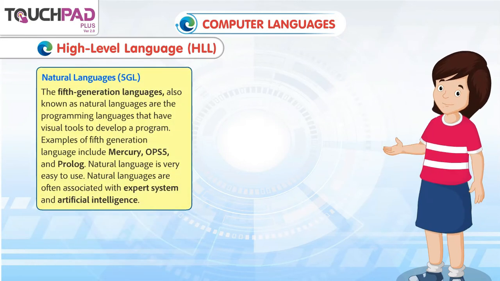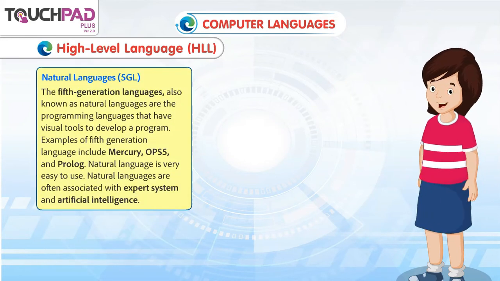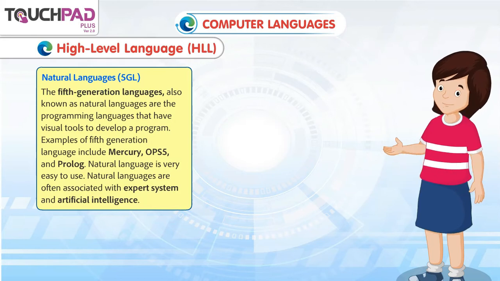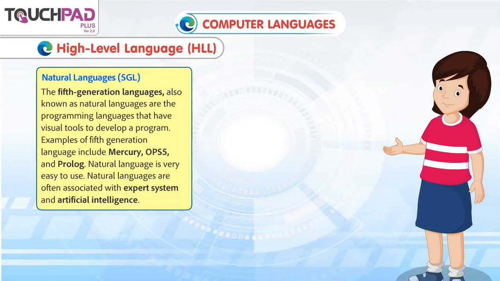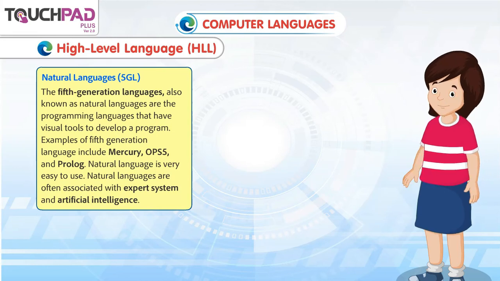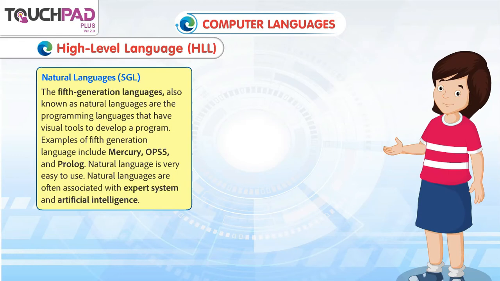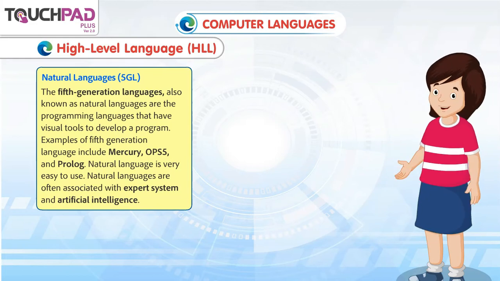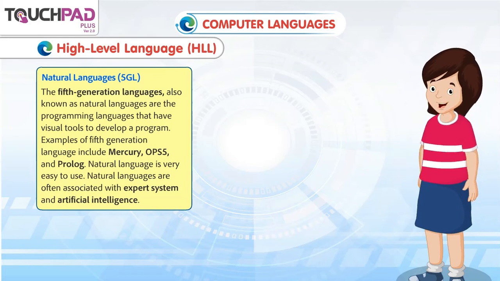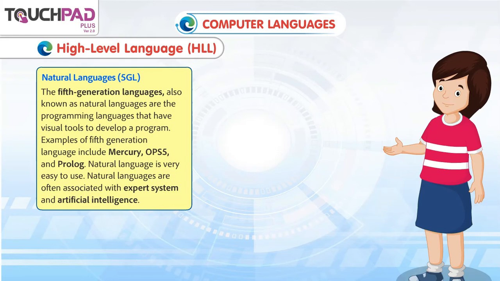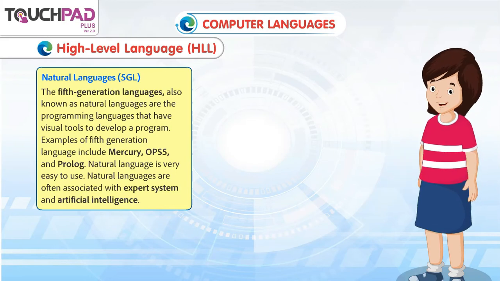Natural languages 5GL. The fifth generation languages, also known as natural languages, are the programming languages that have visual tools to develop a program. Examples of fifth generation language include Mercury, OPS 5, and Prolog. Natural language is very easy to use. Natural languages are often associated with expert system and artificial intelligence.